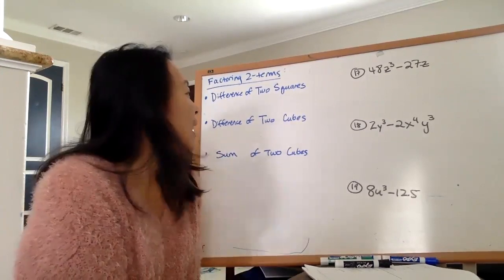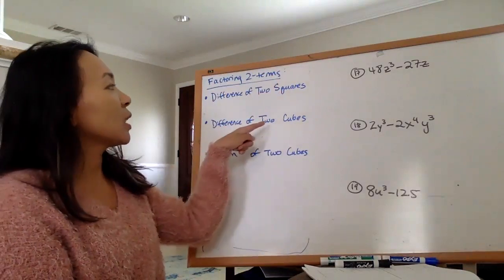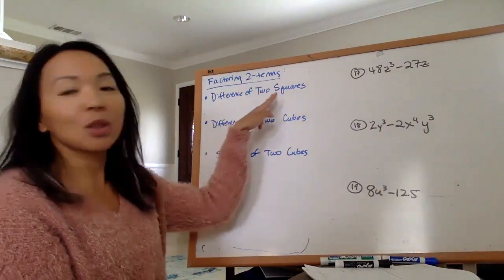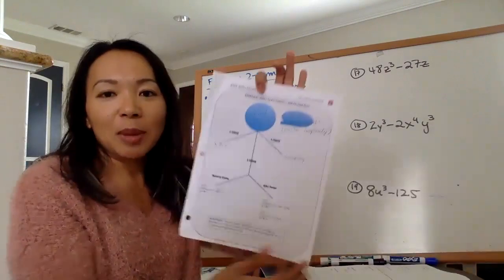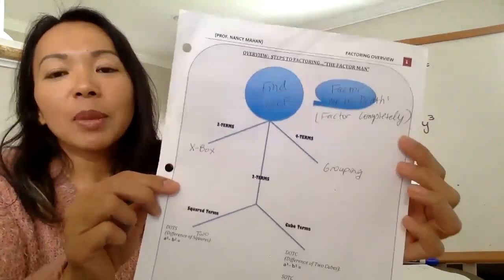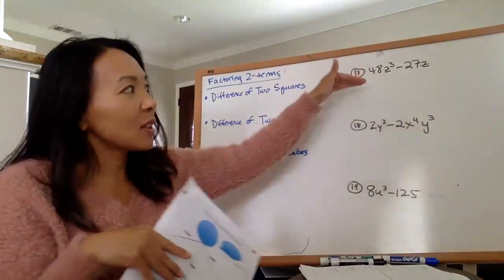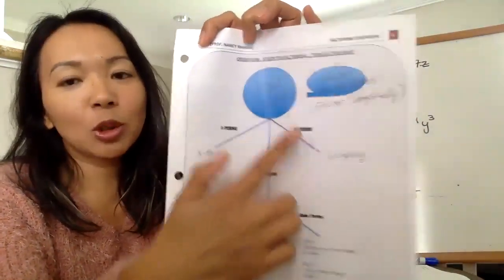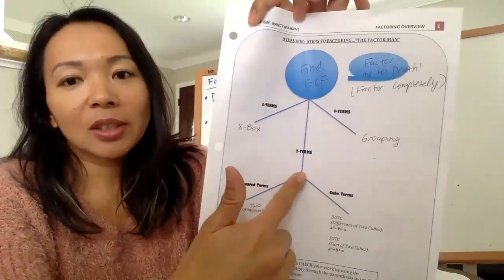All right, hi everyone. Now we're going to go on to how do you factor using difference of two cubes and sum of two cubes. We just covered difference of two squares. So again, going back to this factor man or factor woman, first you find the GCF, and then if there are two terms, such as these problems, notice all these have two terms, we do not group, we do not Xbox, but we do what we look at here with two terms.